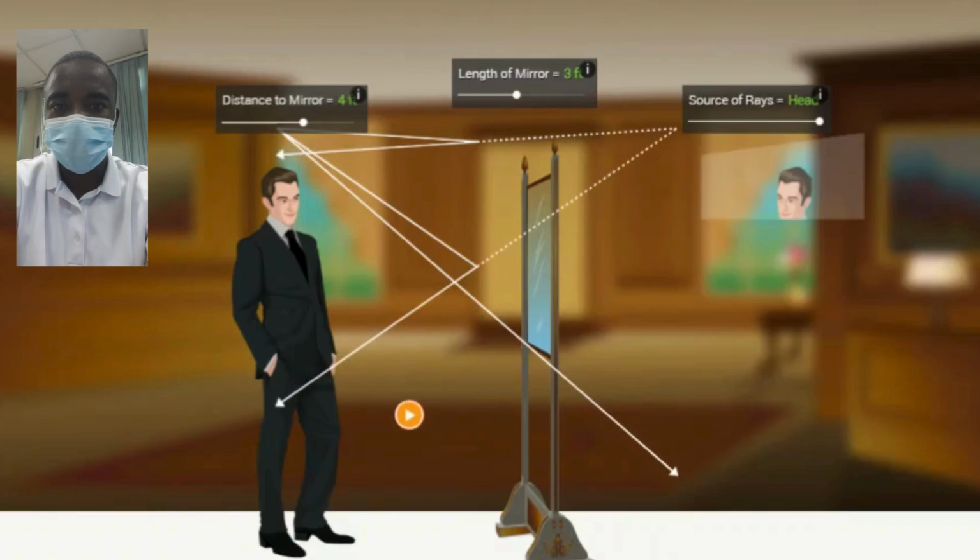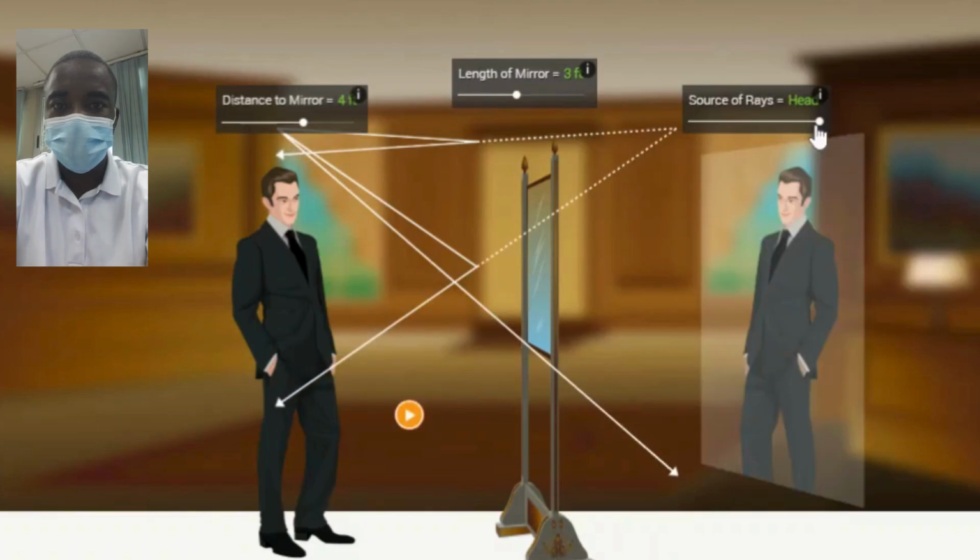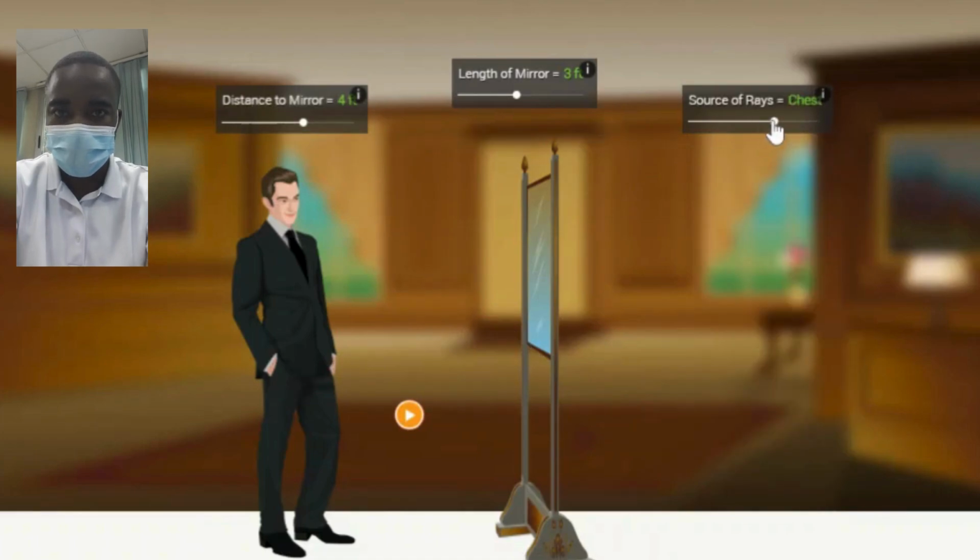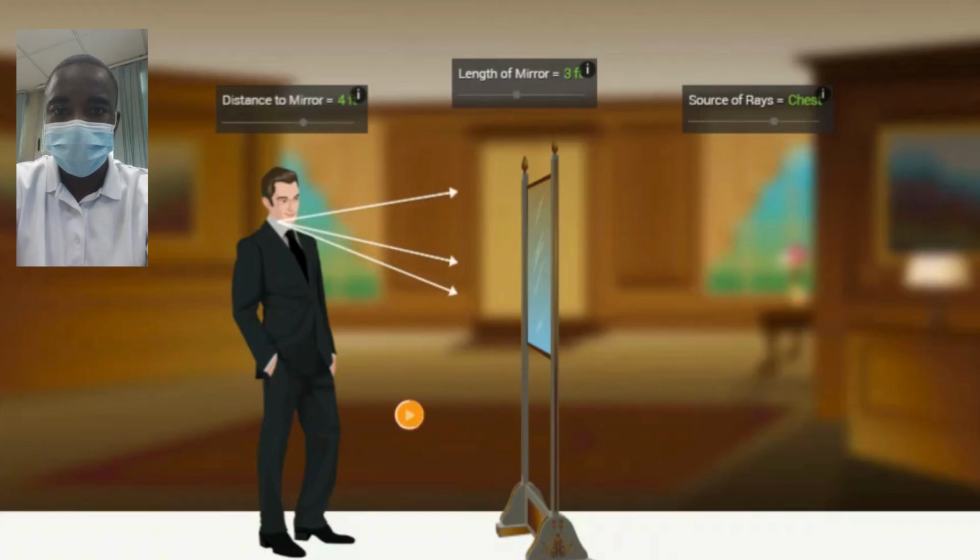Exploring the impact of mirror length. Another crucial parameter in the simulation is the length of the mirror. While we often take mirrors for granted, their dimensions significantly influence what can be seen in the reflection. A person standing in front of a small mirror may only see a portion of their body, whereas a full-length mirror allows for a complete view.